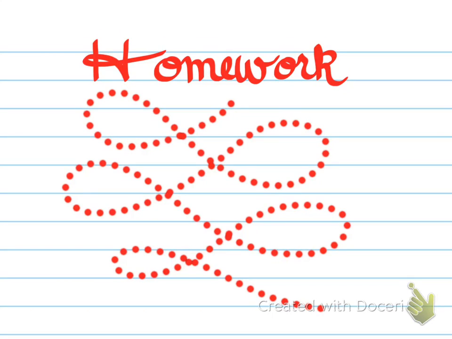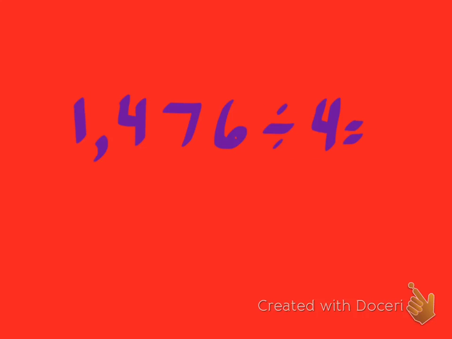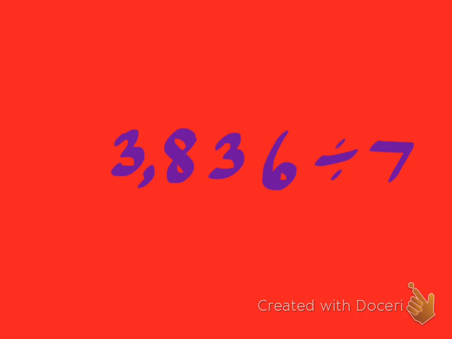Okay, and here's the part of the homework that you need to actually bring into class tomorrow. Oh, that's okay. It's not very many problems at all. Alright, so here is your first homework problem for tonight. You have 852 divided by 3. Here's your next homework problem for tonight. You have 1,476 divided by 4. And here we have 3,836 divided by 7.